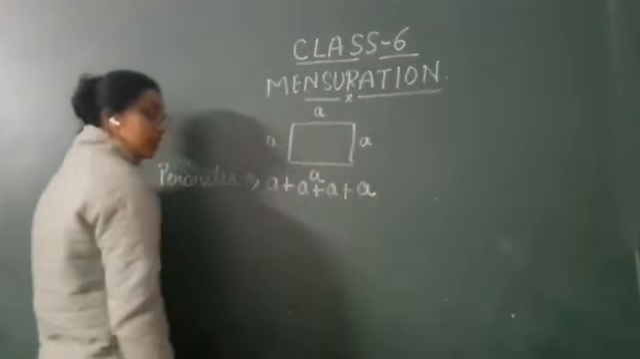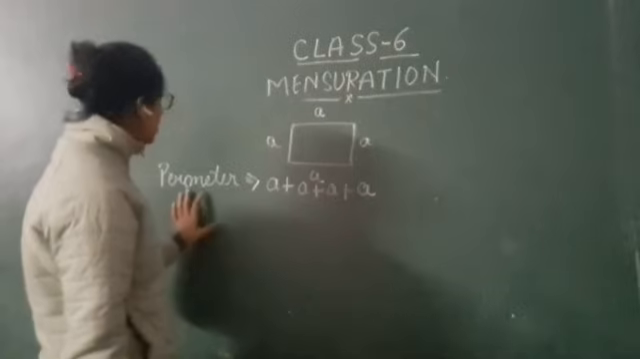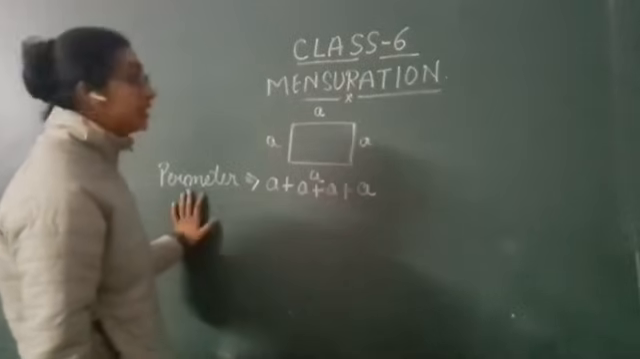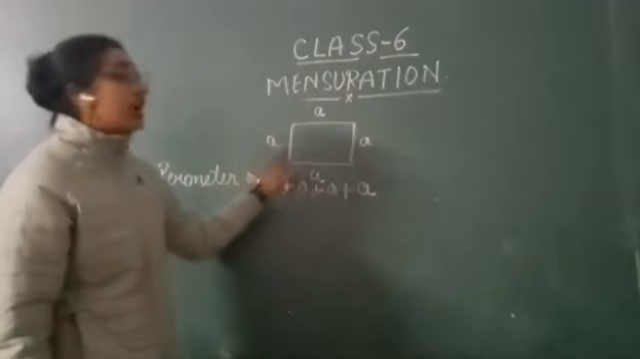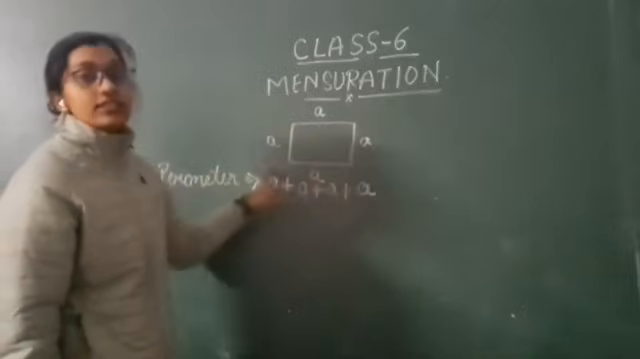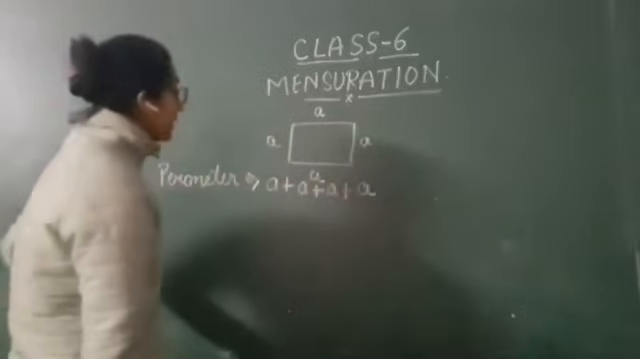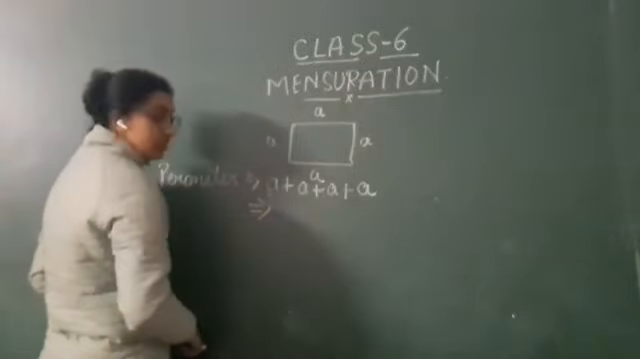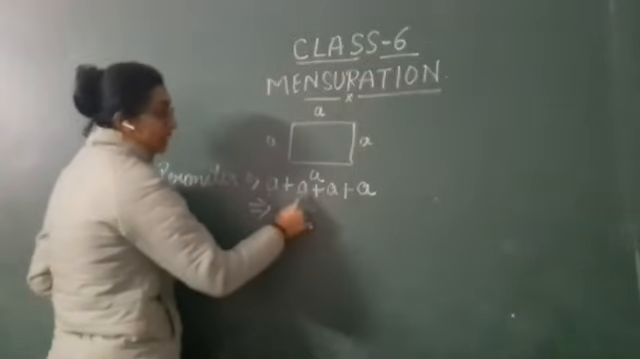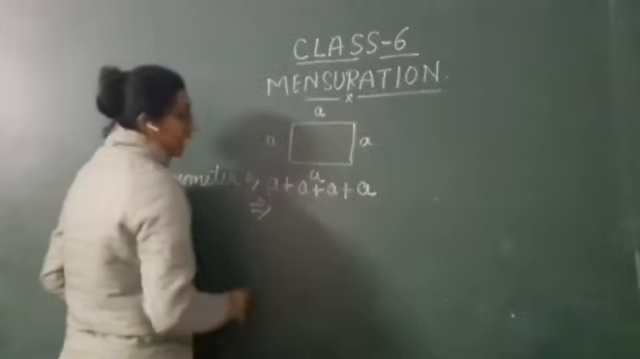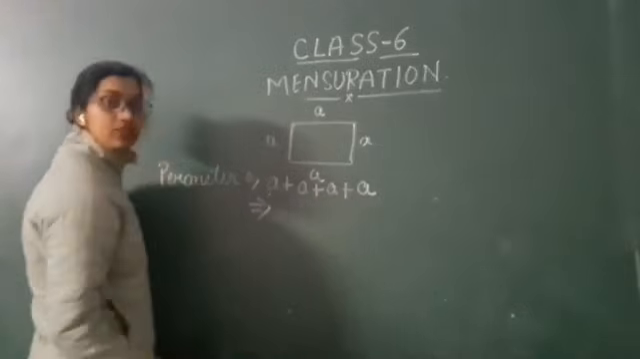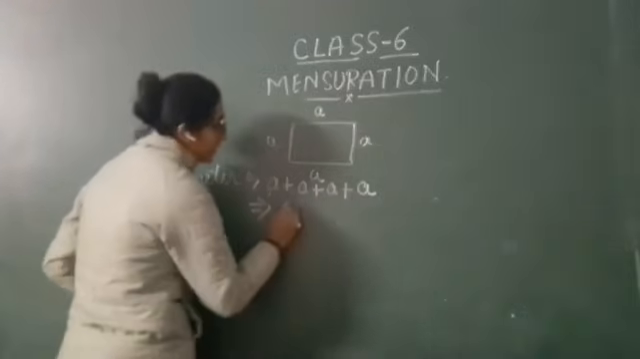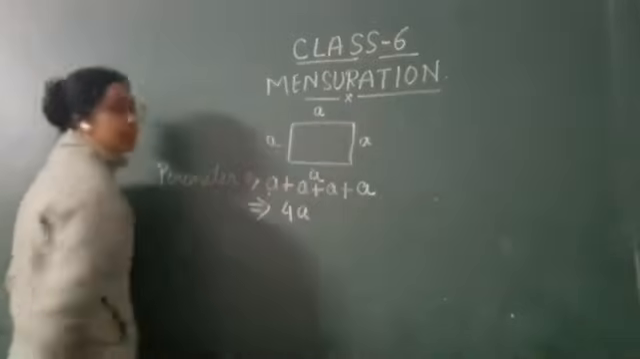Why do we have to do this? Because we have just now understood the meaning of perimeter, that is equal to the sum of the lengths of its sides. So if we add all the terms, A plus A plus A plus A, how many times is A given? 4 times. So we can write it as 4A.